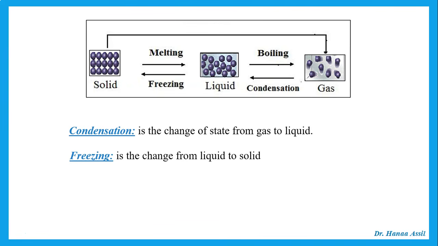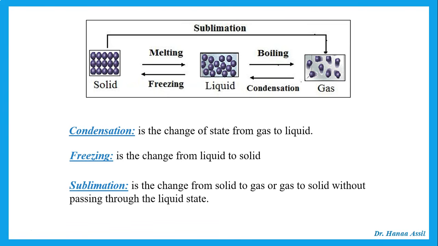Some substances, when they are solid and we heat them, they change directly into gas. This is called sublimation. So sublimation is the change from solid to gas or gas to solid without passing through the liquid state.